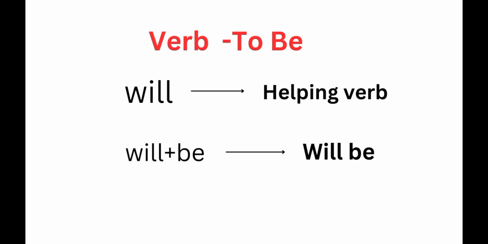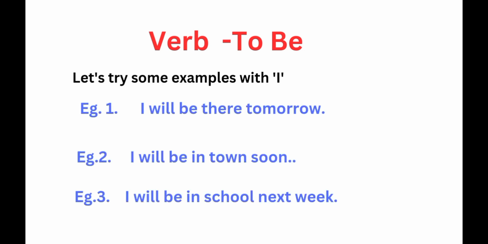Here we are going to use the verb to be in a future tense. But the verb be cannot stand alone to make a complete sentence. So it will need a helping verb to help it stand on its own. So we introduce a helping verb, will. We have different helping verbs, like shall and so forth, but here we limit ourselves to will. So will plus be becomes will be. We are going to use them in sentences.